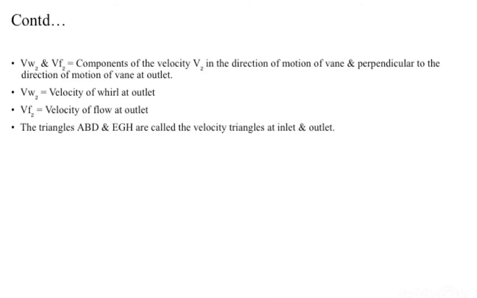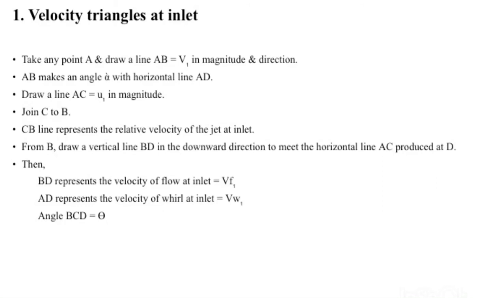Now in the next slides we will study the velocity triangle at inlet, then the velocity triangle at outlet, and efficiency. First, the velocity triangle at inlet. How to draw these velocity triangles is the most important part for this plate. First you have to consider the tip where the nozzle is present, the tip at which the jet is acting tangentially to the plate.